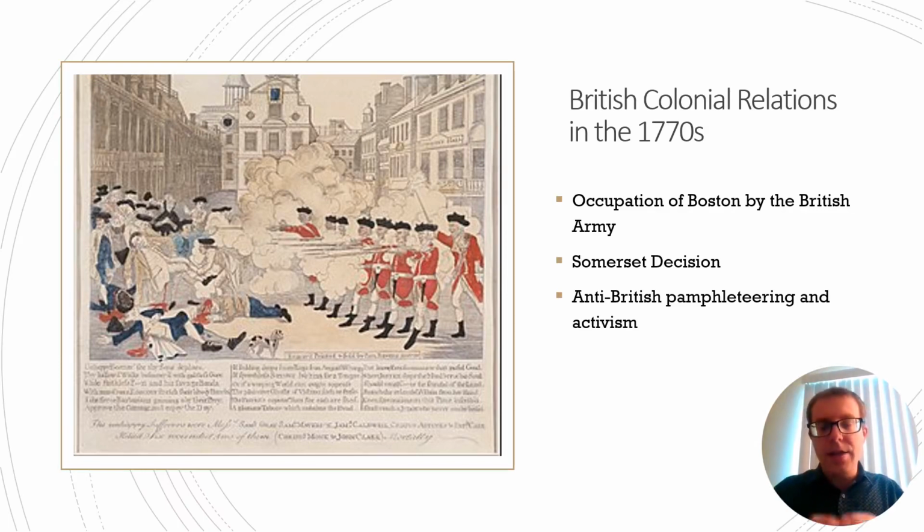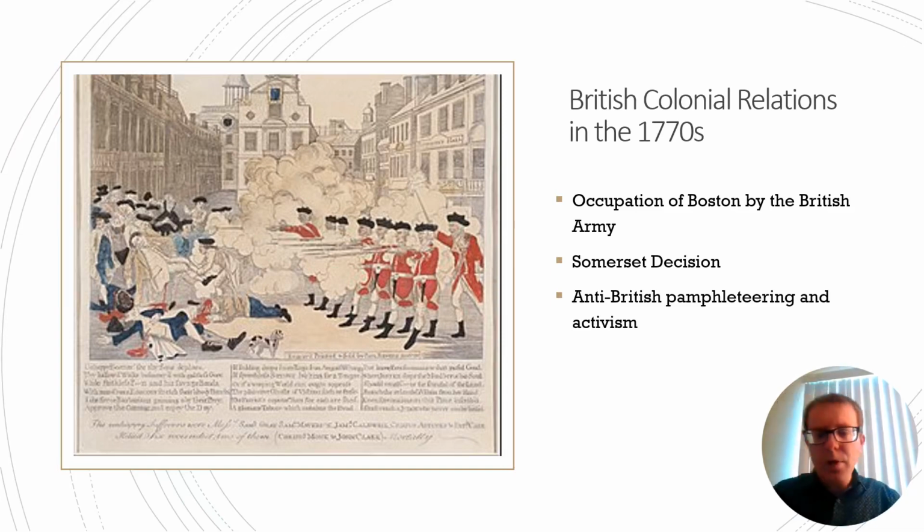But the Somerset decision has reverberations all throughout the Atlantic world. Virginia planters start taking notice of this, and they start putting two and two together. They say to themselves, okay, if England has abolished slavery and Parliament is claiming authority over the American colonies, what's to prevent Parliament from passing a law ending slavery in the American colonies?